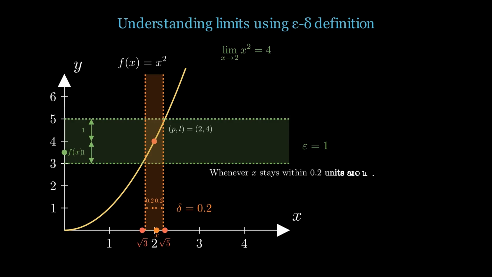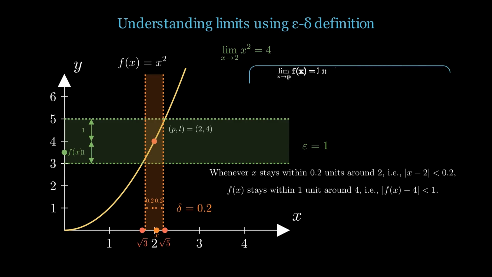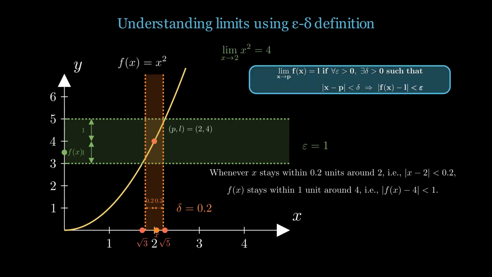So to conclude, we can say that whenever x stays sufficiently close to 2, the value of f(x) also stays sufficiently close to 4. And this is exactly the idea behind the epsilon-delta definition of limits, which means that for every epsilon positive, there is a delta positive such that whenever |x − p| < delta, that is, the distance between x and p is less than delta, the distance between f(x) and l is less than epsilon.